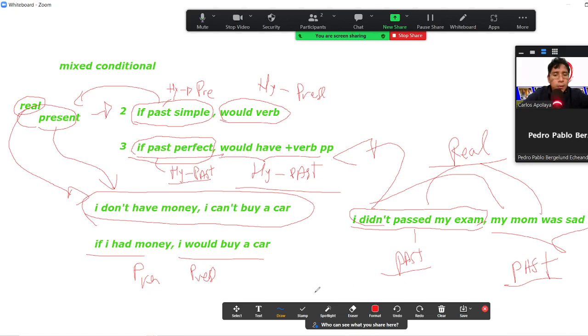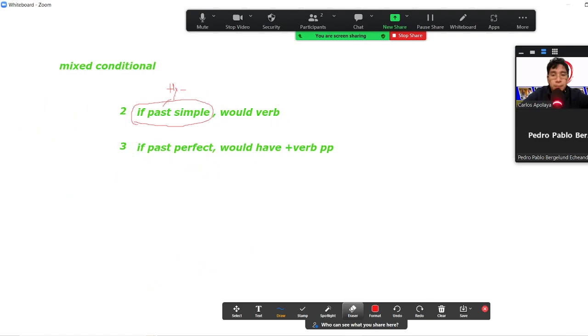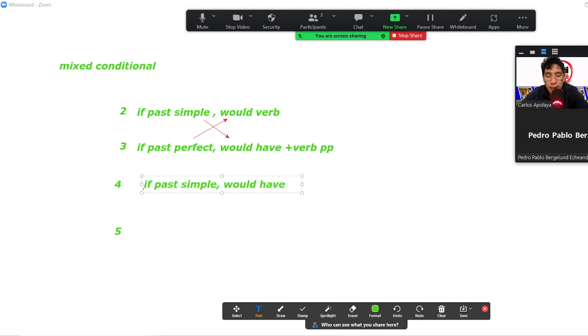Okay, so now we're going to talk about the mixed conditionals. So what we have to do is super simple. We're going to mix this part here, and then we have this one here. So we couldn't say that we have the fourth and the fifth conditional, but they are mixed conditionals. So you have if plus the past simple, comma, would have plus the verb in past participle, and then we have if past perfect, comma, would plus the verb.